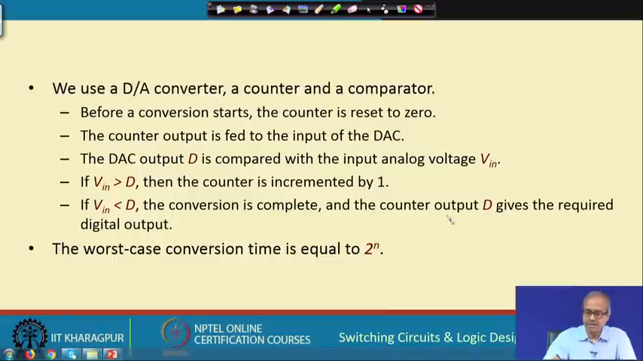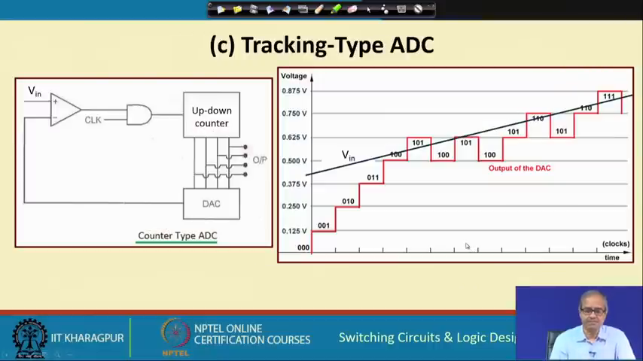Now, let us modify the design a little bit. We move to a method which is called the tracking type AD converter. Let us see. For a simple counting type AD converter, what are we doing? We have a counter starting from 0, we are counting up, and we stop as soon as we cross the level of the input voltage. That count value will be my digital output.